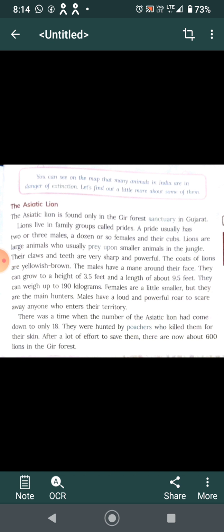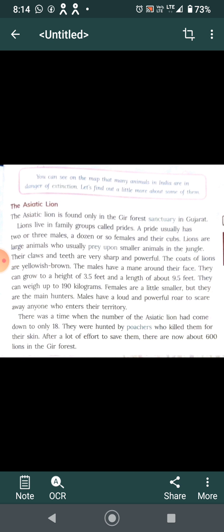There was a time when the number of the Asiatic lion had come down to only 18. They were hunted by poachers. Now, poachers are the people who kill animals in other states or other places in a hidden way, who kill them for their skin.